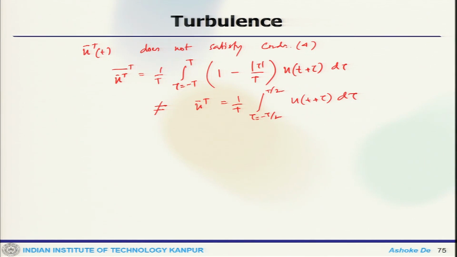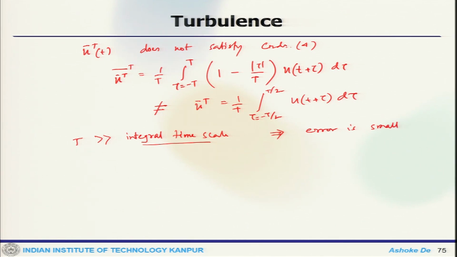Now, however, if your T is much larger than the integral time scale, which is the time scale of large eddies essentially, so the integral time scale is the time scale of large eddies, if T is much larger than that, then in that case this error is small.